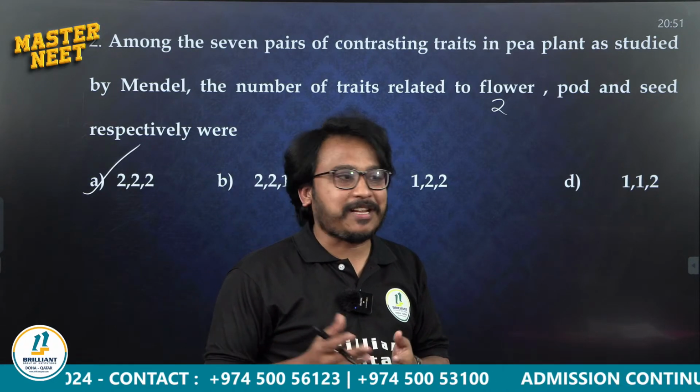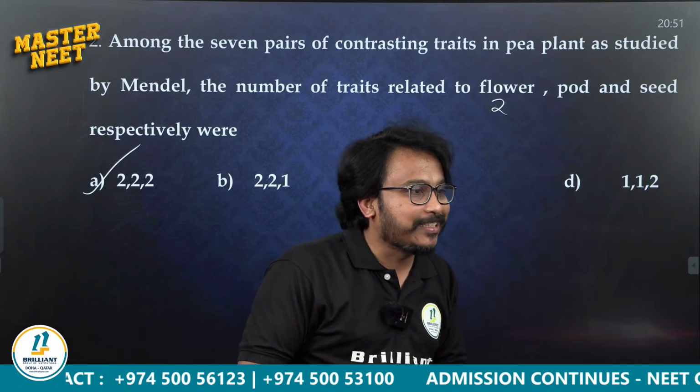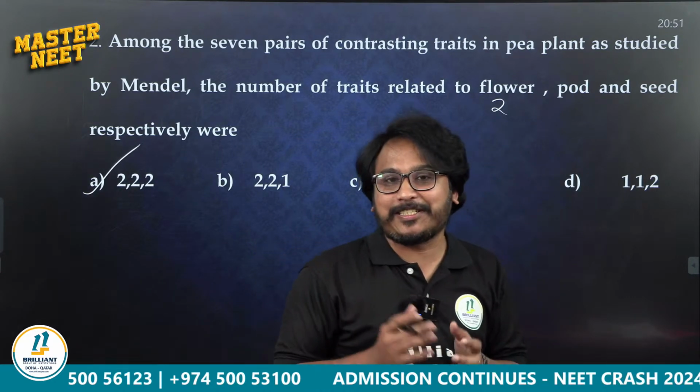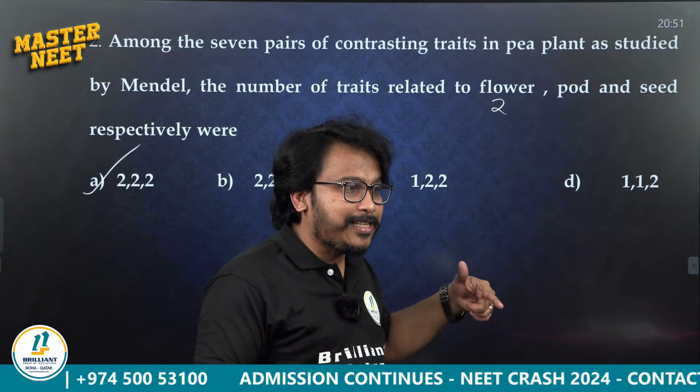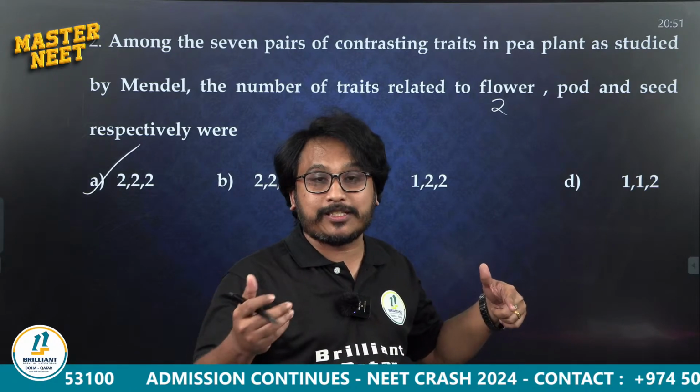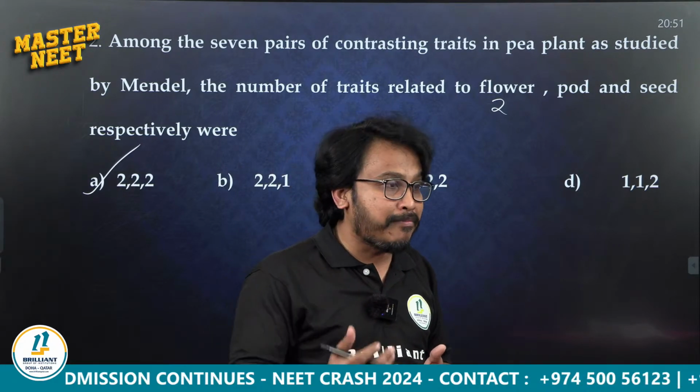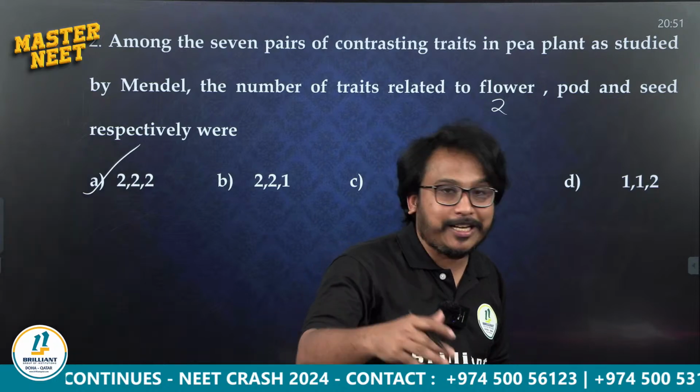That is the first one, stem height. Yes, very good. Dia commented it is stem height, tall and dwarf. Like this, 7 pairs of contrasting characters was studied by Gregor Johann Mendel. Now let's move to the next question.